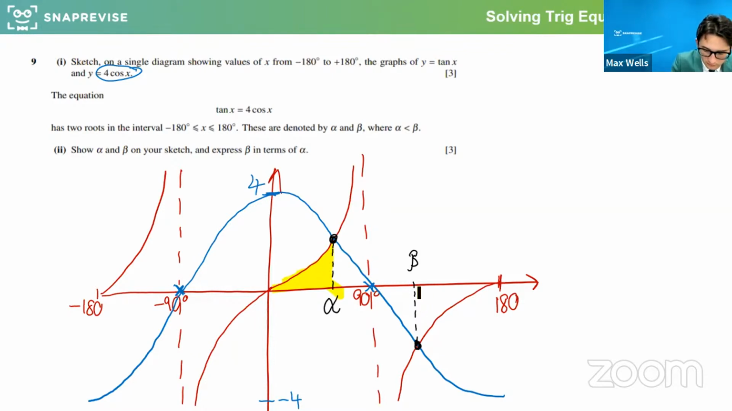Now this bit you might notice from the symmetry is the same as this bit. This distance back from 180 is alpha. Does everyone see that? Whatever number this is where they first meet, they've not actually asked us to solve it. They've asked us to express beta in terms of alpha. So this distance back must be alpha. It must be the same distance as alpha is forward from 0.